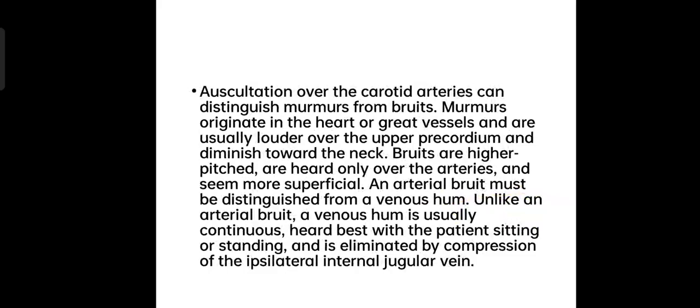Murmurs originate in the heart or great vessels and are usually louder over the upper precordium and diminish toward the neck. Bruits are higher pitched, heard only over the arteries, and seem more superficial. An arterial bruit must be distinguished from a venous hum. Unlike an arterial bruit, a venous hum is usually continuous, heard best with the patient sitting or standing, and is eliminated by compression of the ipsilateral internal jugular vein.